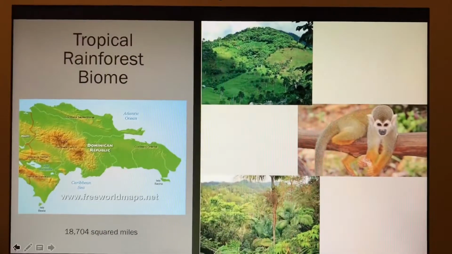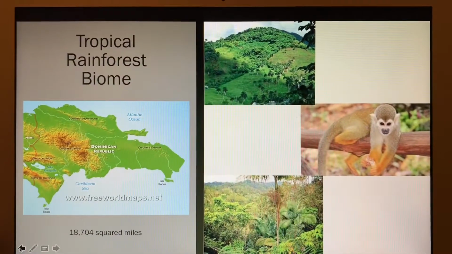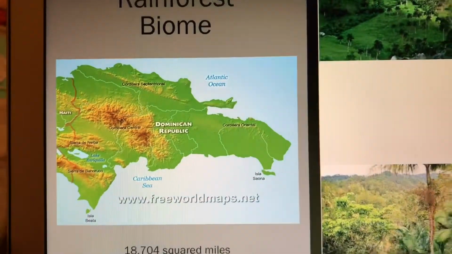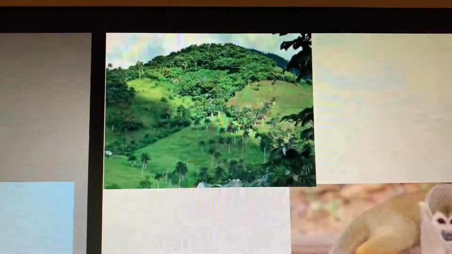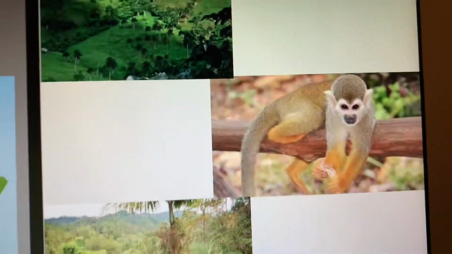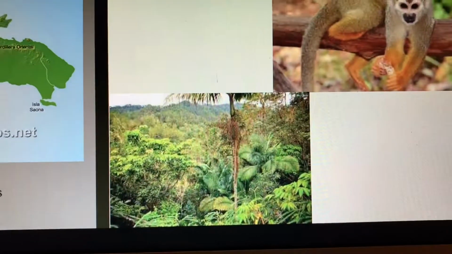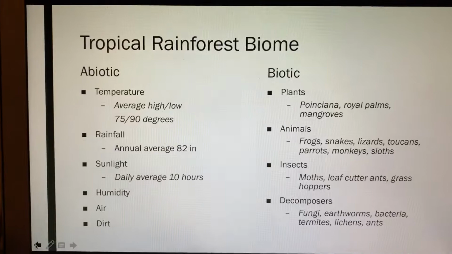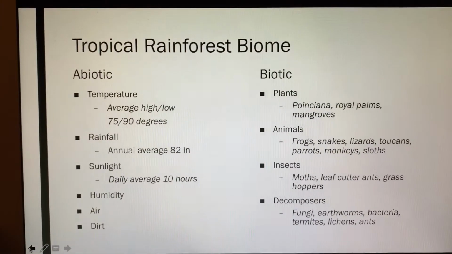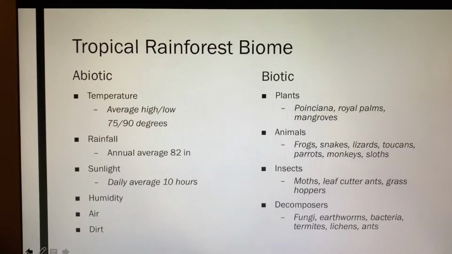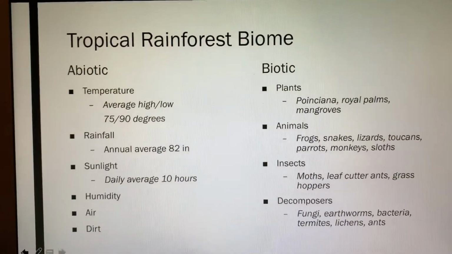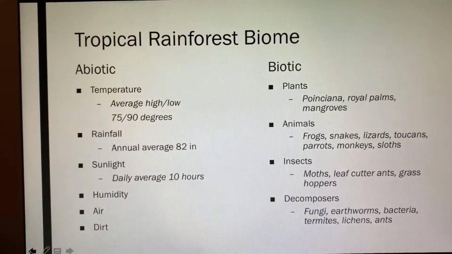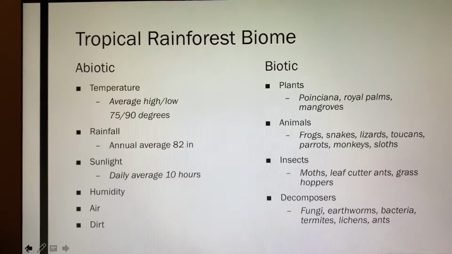The tropical rainforest biome covers approximately 18,704 square miles, so it's on the entire island. Here is a picture of how the forest will look. There's a monkey, and that's more like a dense forest. The abiotic factors of the tropical rainforest include temperature. The average high-low is 75 to 90 degrees, and that is year-round. The rainfall average is 82 inches annually. The sunlight daily average is 10 hours, and humidity, air, and dirt.